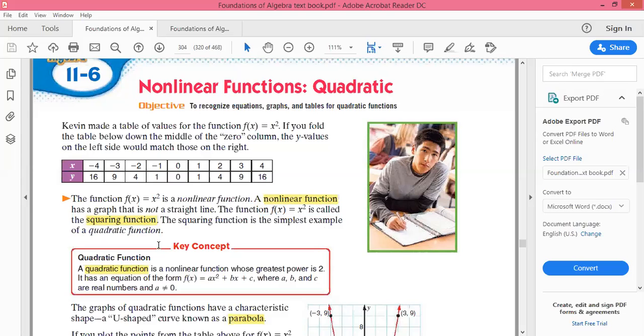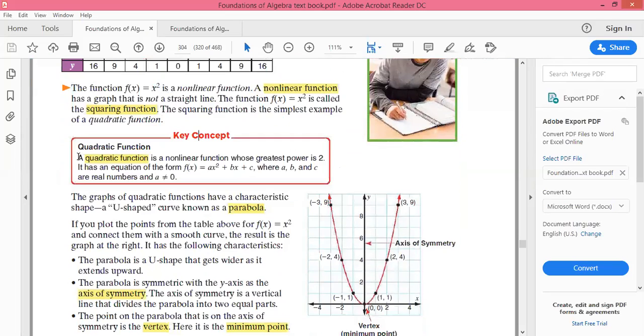A linear function is what? Its graph will be a line. A non-linear function's graph will not be a straight line. And then we will study a quadratic function. What is a quadratic function? A quadratic function is a non-linear function whose greatest power is 2. It has the equation f of x is equal to ax square plus bx plus c.